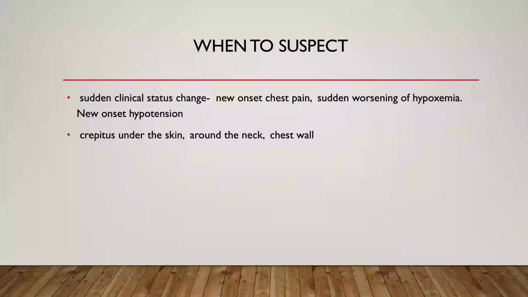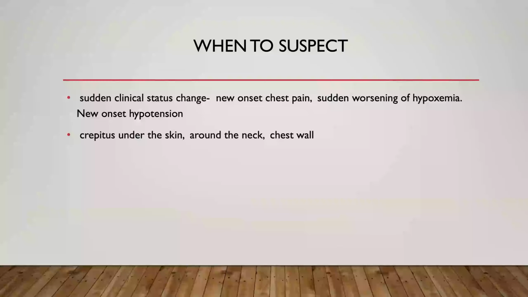All right, when do you suspect those conditions? The key is clinical assessment. If there is a sudden change in clinical status, new onset chest pain, sudden worsening hypoxemia, or new onset hypotension. Hypotension is because of the tension, right? When you have a pneumothorax and hypotension, most likely it is because of that pneumothorax: we decrease the venous return to the heart, and that causes the hypotension. Also crepitus under the skin, so the patient looks like a balloon. There's a fullness in the neck, where the air accumulates, around the neck and chest wall, coming from the pneumomediastinum.